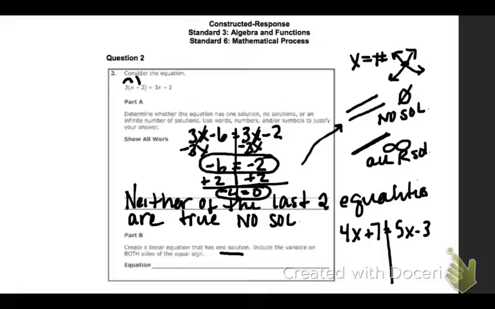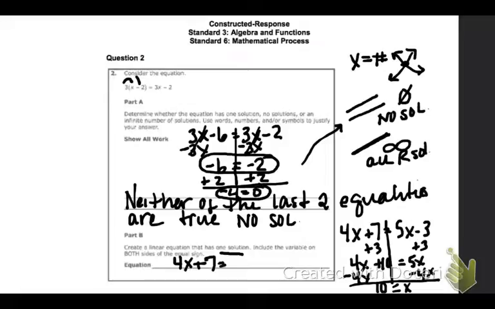So I'm going to go ahead and solve. I'm going to add 3. 4x plus 10 equals 5x. Subtract 4x. So 10 equals x. That looks like there's one solution. So that's probably quite a great equation. X is on both sides, so I satisfied the criteria of the question.